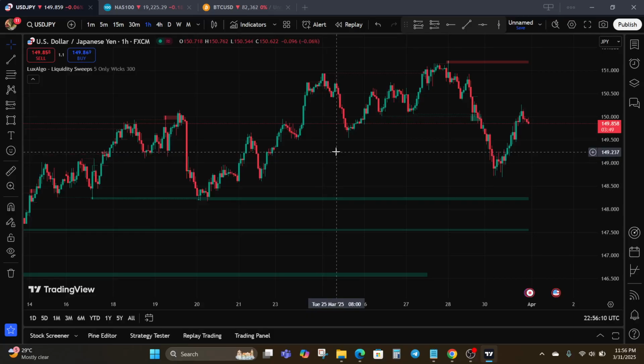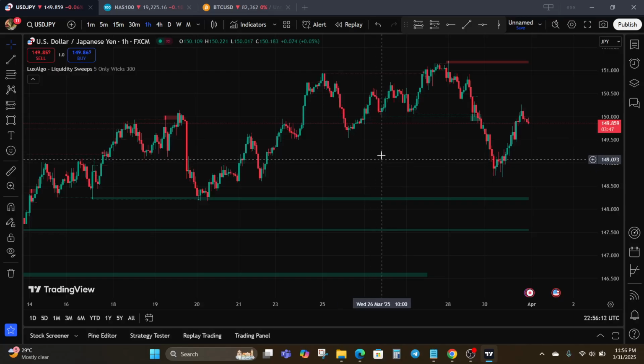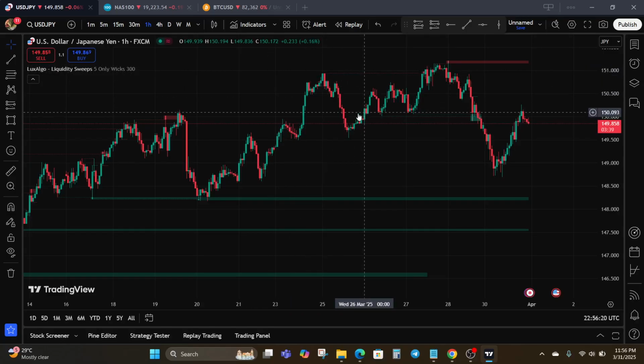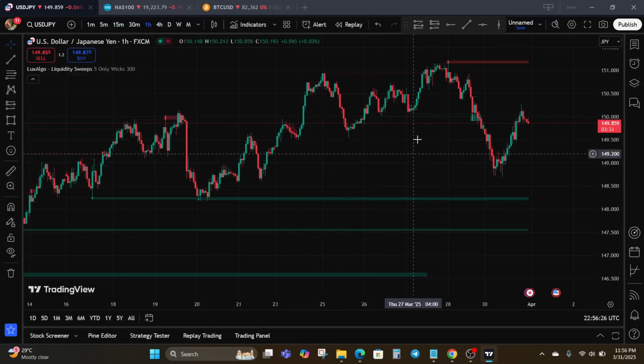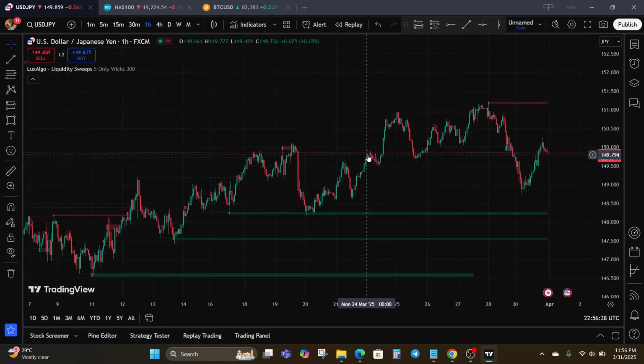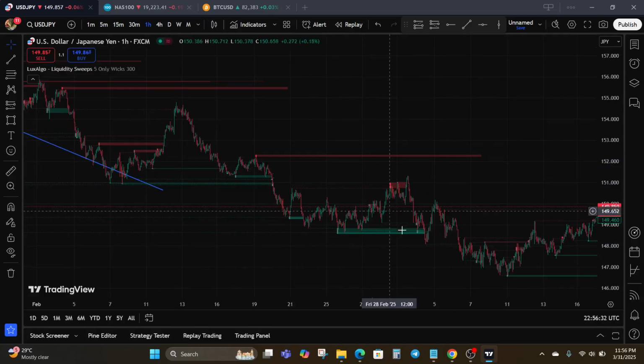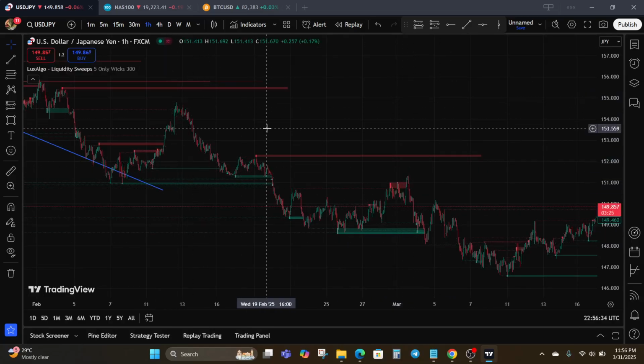Now, to start using this indicator, you just have to head to Tradingview. You search for liquidity sweeps indicator and you add it to your chart, just like I already did when I started the video. Once the indicator has been activated, you'll see clear liquidity sweeps markers showing areas where price is likely to react.